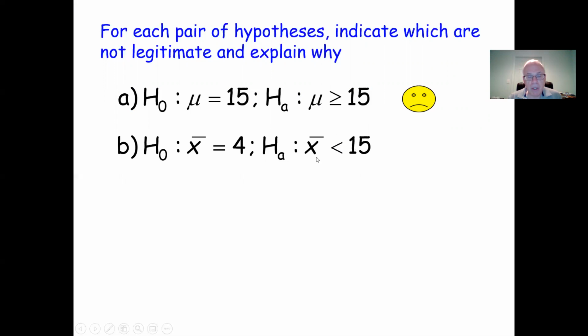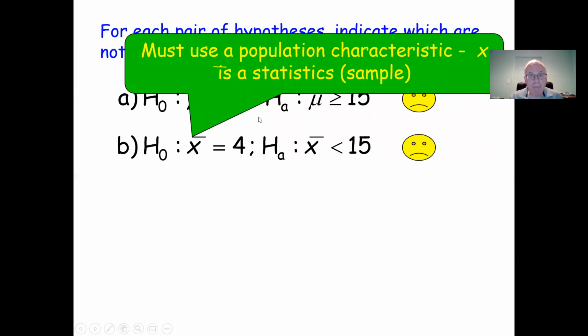But also, the other thing is, on a hypothesis test, we never test the sample characteristic, the sample mean or sample proportion, and this is the sample mean. No, we're testing mu. We're not testing X bar. So this should say mu here. So the 2 errors are, these 2 should say mu, and these 2 numbers here have to match. All right.